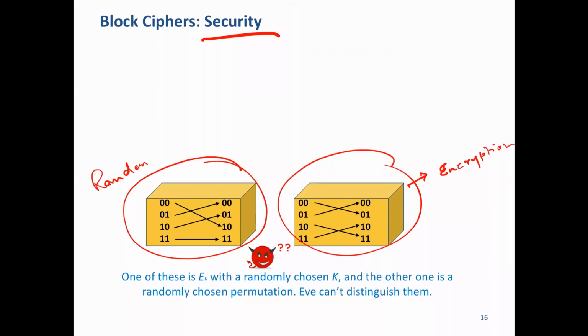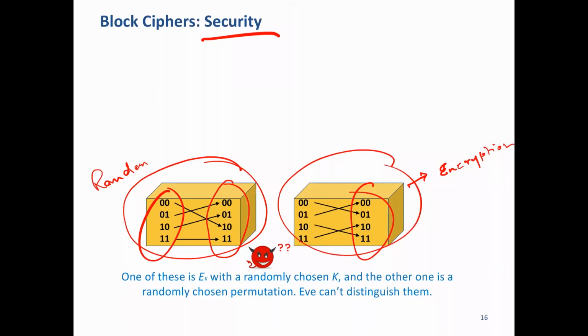Okay. Now all you have available is this one, input to output, right? So looking at that output, can you say which one is randomly generated and which one is by the encryption method? If you cannot distinguish them, then you say that your cipher is secure.